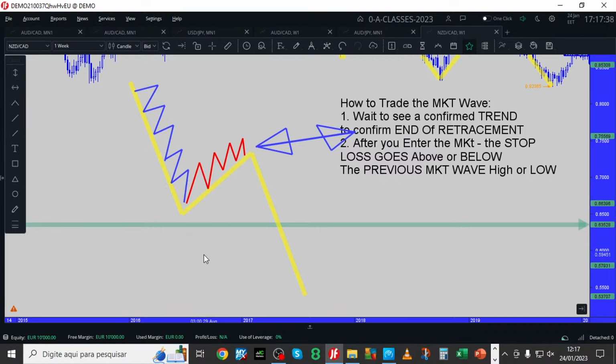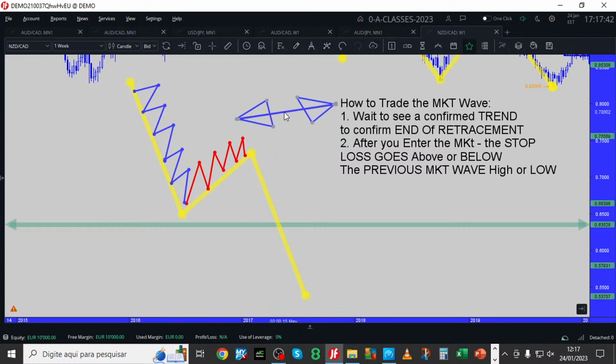Short-term uptrend. Julius, not yet. Everybody, wait to see a confirmed trend to confirm the end of retracement. Is it the blue that you are going to wait to change to red, or is it the red that you are going to wait to change into blue? Which one? Type in the chat: blue to red or red to blue.